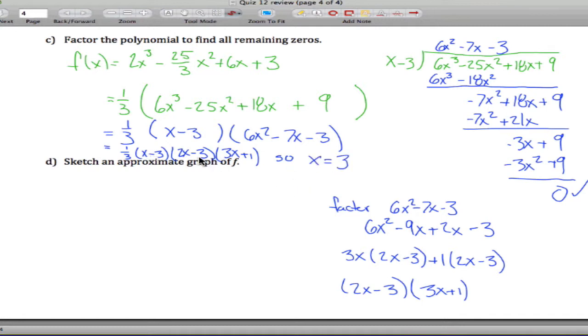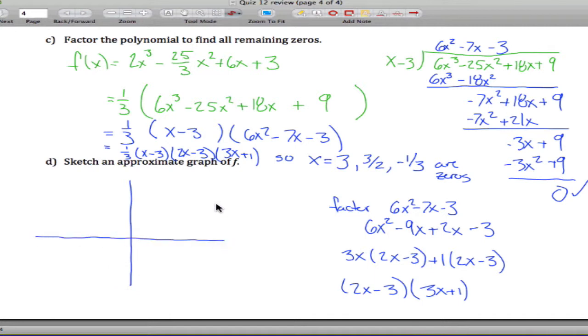This is 0. 2x minus 3 equals 0. Add 3 to both sides, divide by 2. You get 3/2 is 0. 3x plus 1 equals 0. Subtract 1 from both sides, then divide by 3. You get negative 1/3. So here's my 3 zeros. Here's the factor form. Finally, sketch an approximate graph of that.